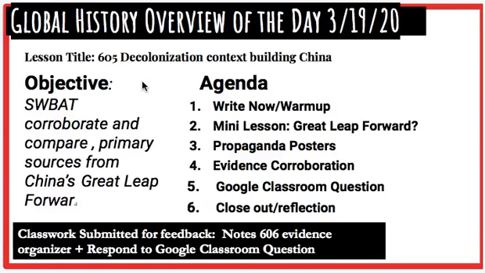Now, today we are going to be getting into this objective about Mao's Great Leap Forward, but let's break down the objective. Students will be able to corroborate and compare primary sources from China's Great Leap Forward. Now, this word corroborate sounds a lot like cooperate. Imagine that documents or sources are cooperating with each other or having a conversation with each other. Documents could both be talking about decolonization and how they feel.